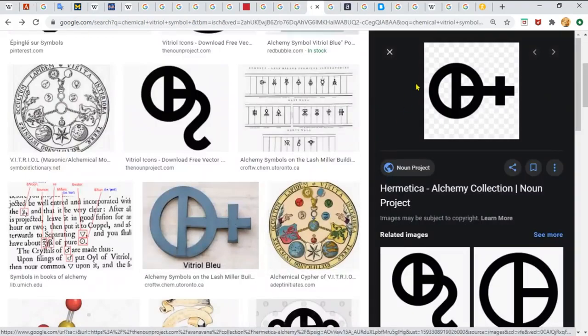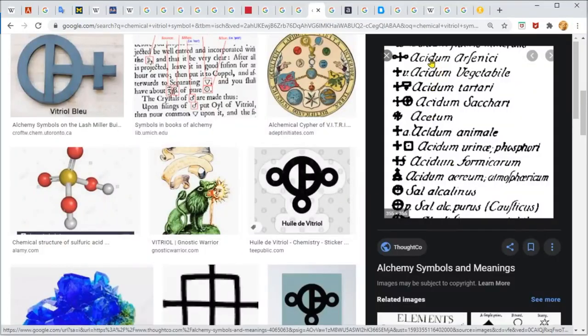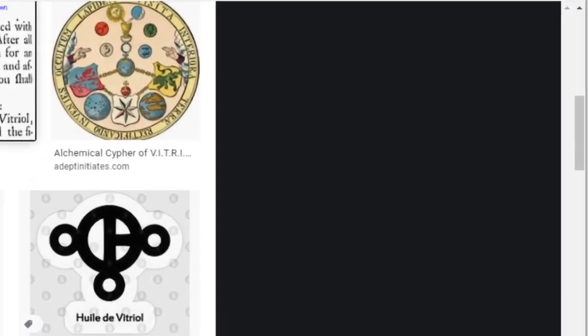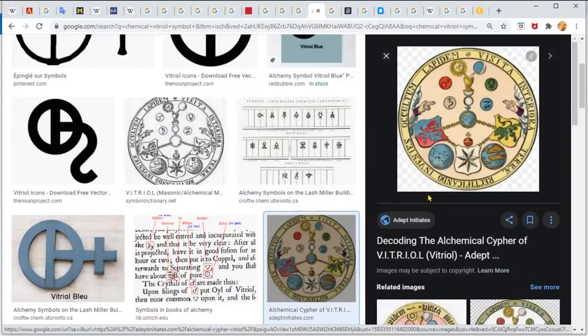this is the symbol for vitriol. The ancient alchemists would use these symbols in their work, and it would keep them from having to write something out. They could throw a little scribble on the page. It was their form of shorthand. And the crystals of Mars are iron and water. But if you just Google vitriol, you're probably going to see this come up.